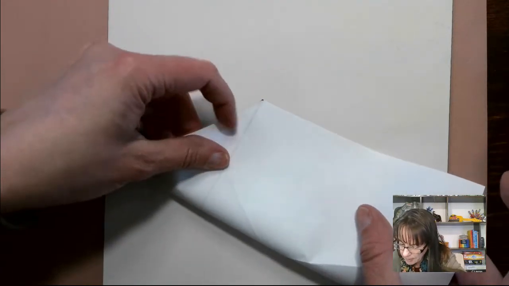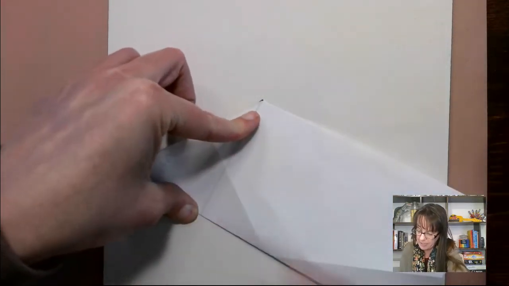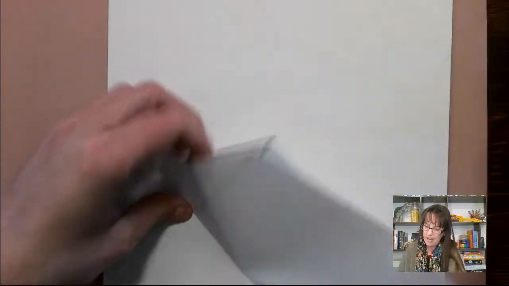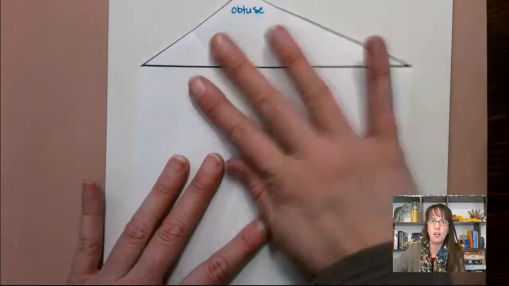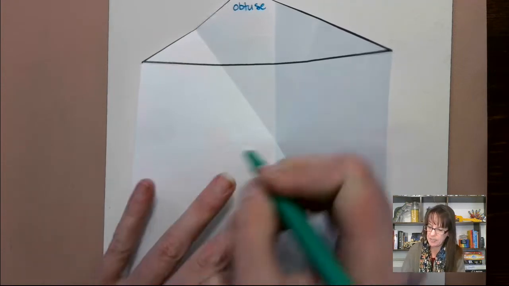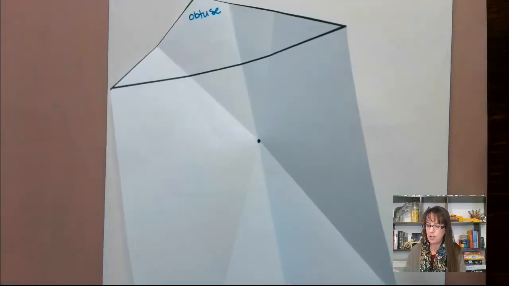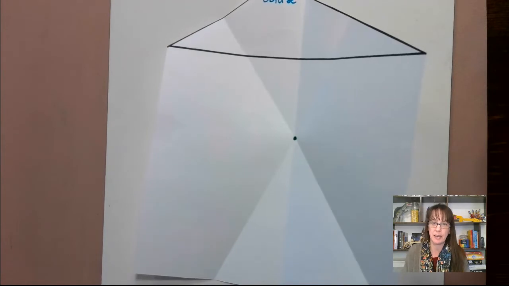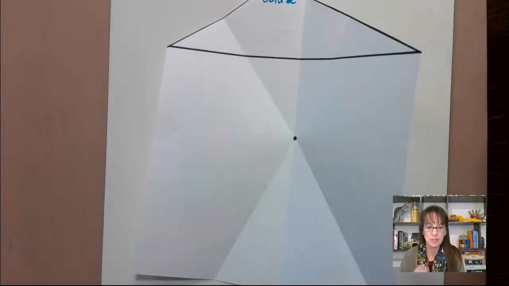So let me fold this last little bit over. All right, so there we go. We match those up, get my 90-degree angle here. And sure enough, you can see that all of these folds come together at this point right about here. And so when we have an obtuse triangle, our circumcenter meets out on the outside of that.